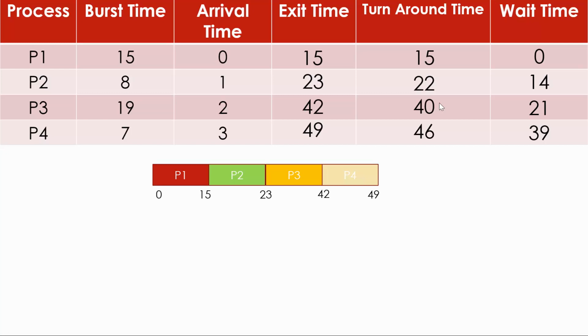Now that I've calculated these wait times, I can add them together and I get 74. How many processes do I have? I have 4. If I do 74 divided by 4, that will give me the average wait time of 18.5 seconds. That is how first come, first served works.